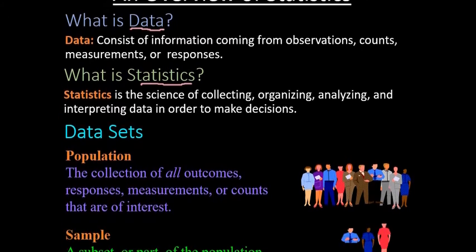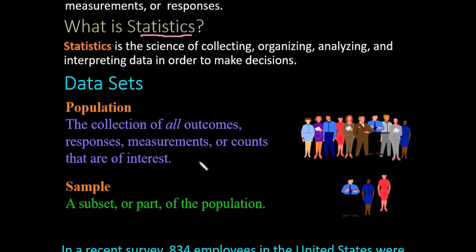A lot of times we separate our data sets into either populations or samples. A population is always all outcomes, responses, measurements, or counts that are of interest. So a population can be small. Sometimes people think that if you're talking about a population, it has to be a really large thing. A lot of times when we think about populations, we think about all of the people that live in the United States, or all of the people that live in a specific state or a certain town. But populations can be small.